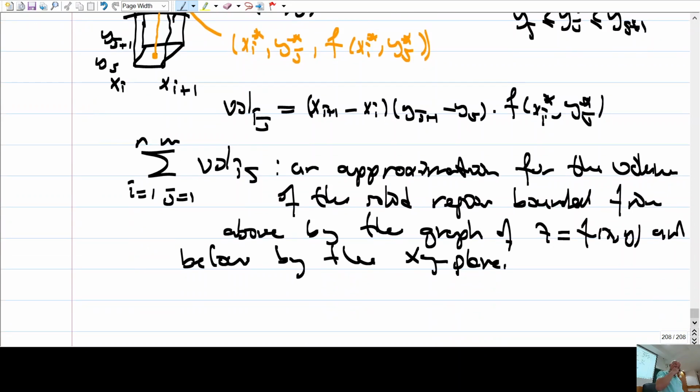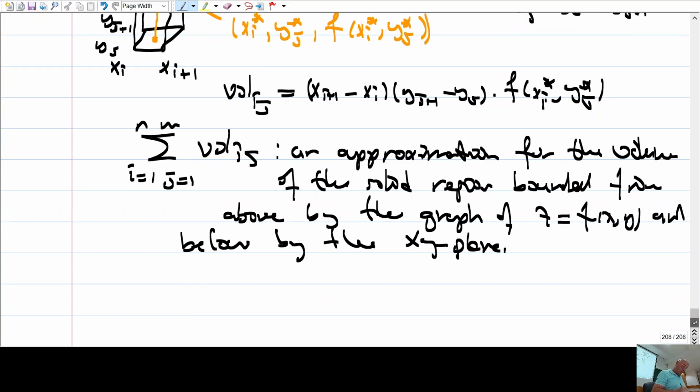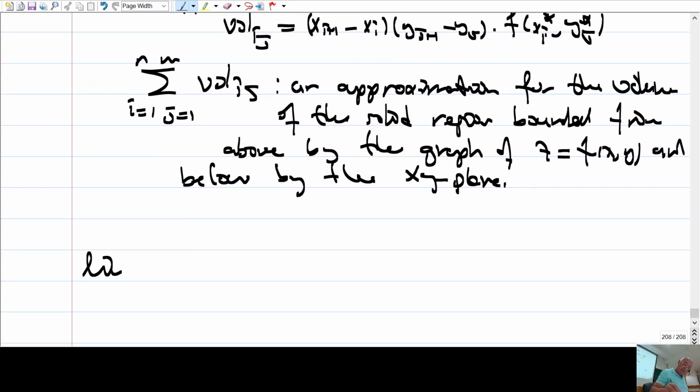And what is the integral? The integral is the following. You just keep doing this operation for smaller and smaller intervals. So you divide the region into smaller pieces in x and y direction, and then you take the limit as this length goes to 0. If that limit exists, then we say that limit is the integral of f over this region. So what we do, we just take the limit.